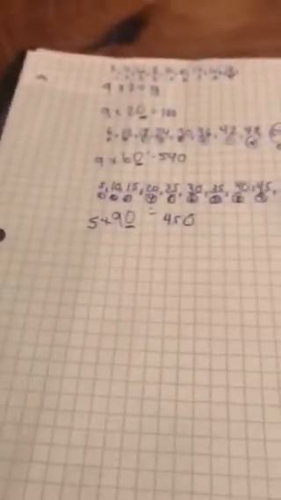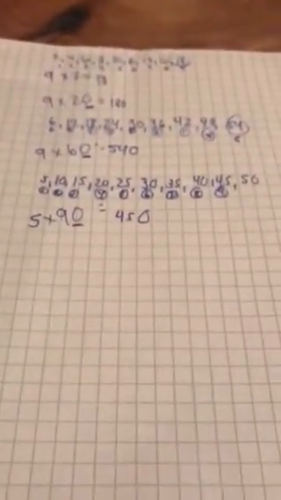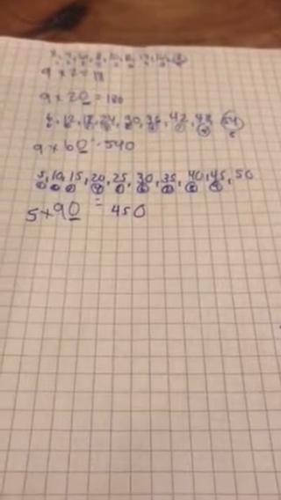I hope this helps you. I love you a lot. And this is called skip counting. It's another strategy. I hope this strategy is easier for you. If not, draw a picture and that can always help.